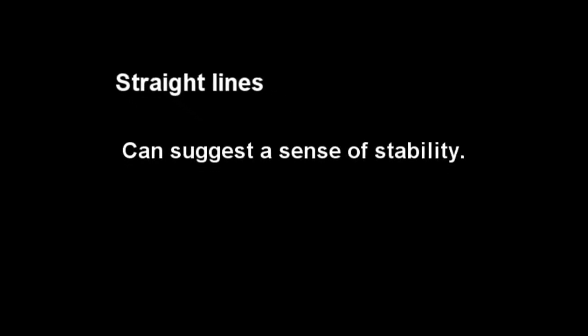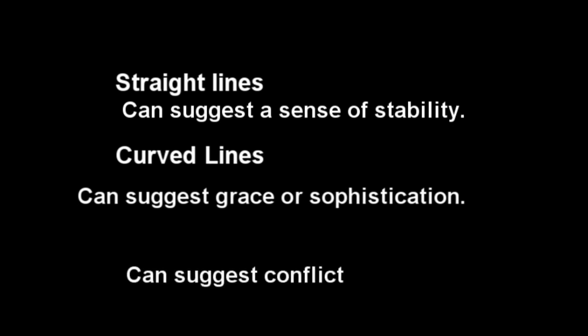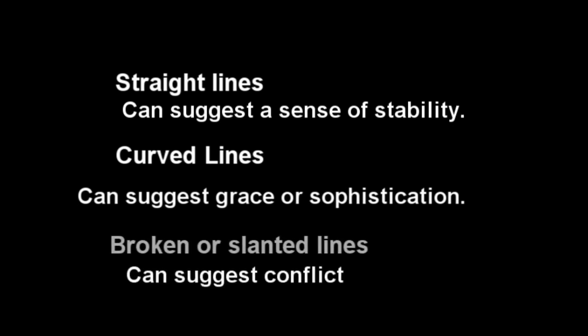If the design of a play's setting uses primarily straight lines, it can suggest a sense of stability in that environment. The predominant use of curved lines in a setting can give a sense of grace or sophistication regarding that environment. If the designer is trying to give the audience a sense that the environment of the play is one where conflict occurs, he may choose to use predominantly broken or slanted lines in the set design.